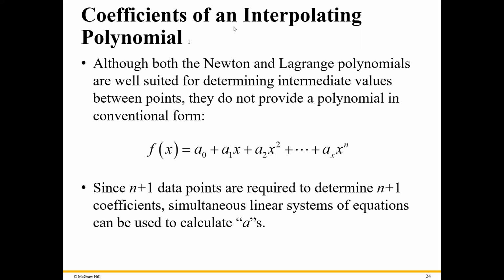Coefficients of an interpolating polynomial. Although both the Newton and Lagrange polynomials are well suited for determining intermediate values between points, they do not provide the polynomial in the conventional form. For example, we have the conventional form here. We do not get the polynomial in these conventional forms.